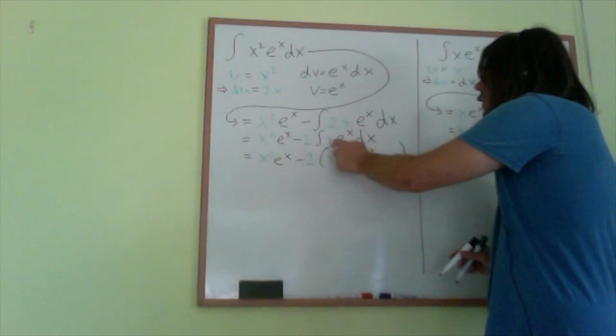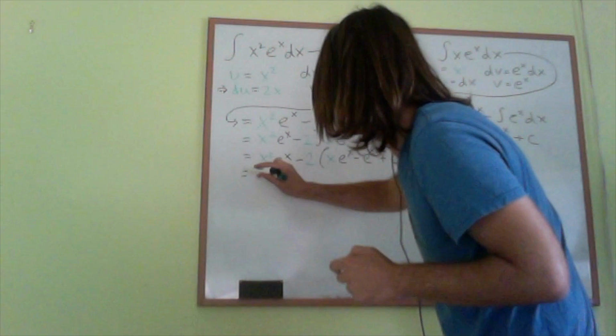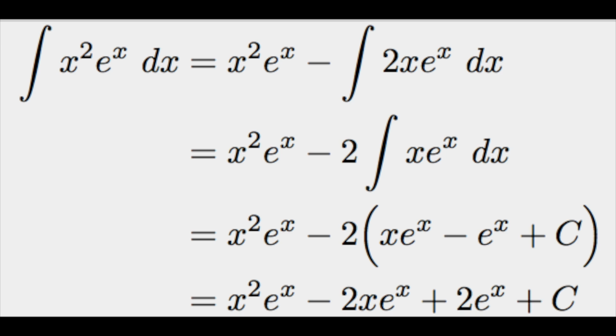And then we can distribute the 2, and we end up with x squared e to the x minus 2x e to the x. Negative 2 times negative 1 is going to be plus 2 e to the x, and then negative 2 times c. Since c is an arbitrary constant, negative 2 times c is still going to be an arbitrary constant, so I'm just going to do plus c. So this is our final solution to this problem here.